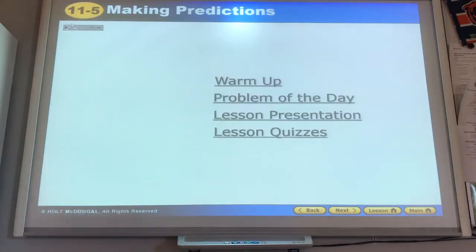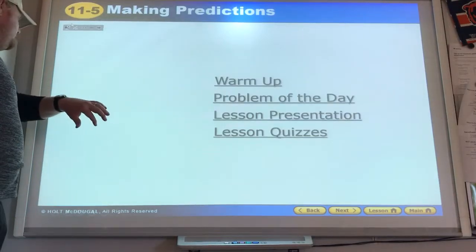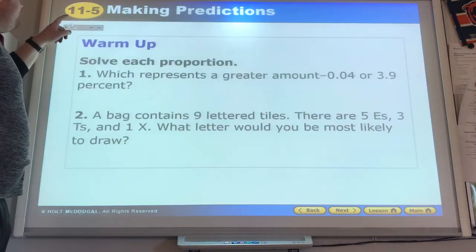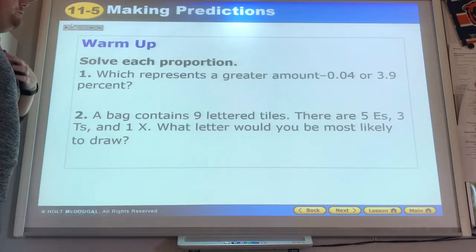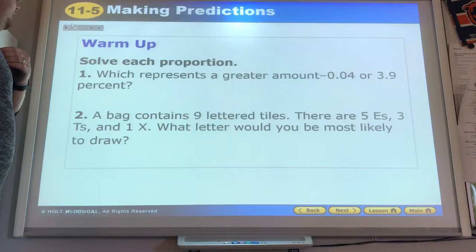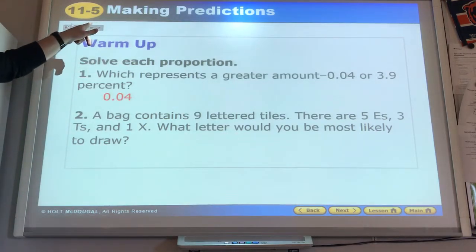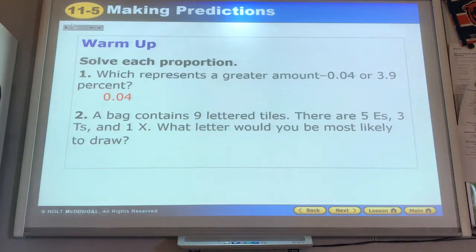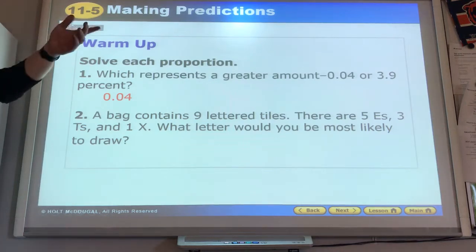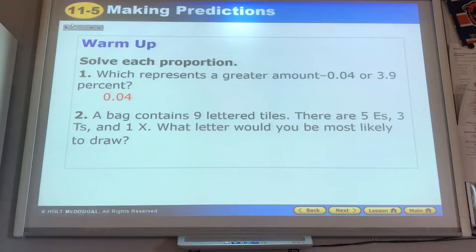Making predictions. All right, guys and gals, we're going to make some predictions here. Which represents a greater amount, 0.4 or 3.9? Hopefully you can see 3.9. Oh, 3.9%. I'm sorry. I was comparing them as decimals.